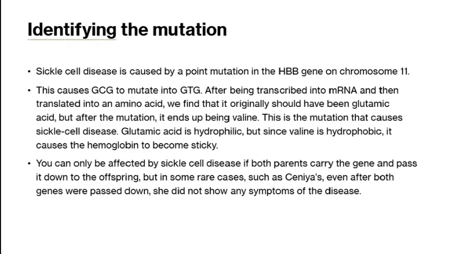In some rare cases, such as Sanaya's, even after both genes are passed down, she didn't show any symptoms of the disease. This was because her fetal hemoglobin didn't stop producing. Usually after birth, the fetal hemoglobin stops producing and the adult hemoglobin takes over, and this basically helps the red blood cells to become like sickle cells.